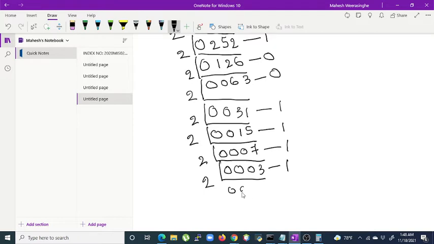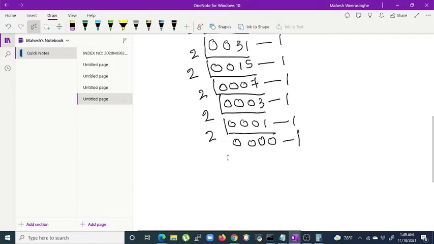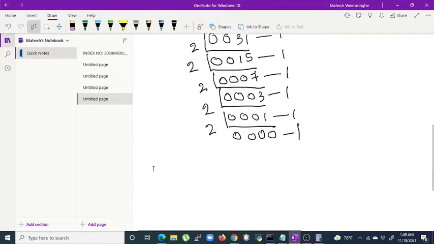Then 3 divided by 2 is 1, remainder is 1. Then 1 divided by 2 is 0, remainder is 1. So this is the binary version of 2021. Let me write that here.